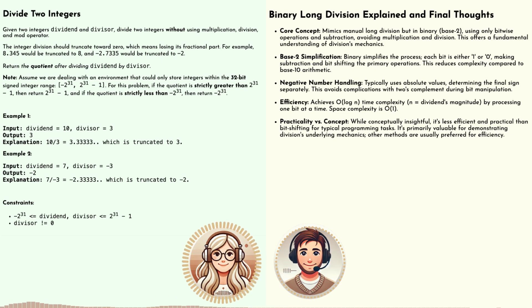And that's what makes binary long division so elegant. If it fits, you subtract it. If not, you move on to the next bit. And you can do all this with bitwise operations. Okay, I'm starting to get it.